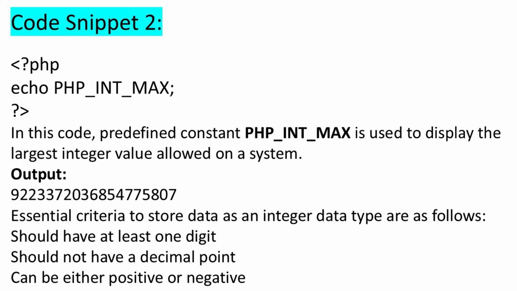Now, it's important to understand what qualifies as an integer in PHP. To be stored as an integer, the value must follow certain basic rules. It should have at least one digit. It should not contain a decimal point, and it can be either positive or negative. For example, numbers like 100, -5 or 10,000 are valid integers, but numbers like 10.5 or 12.03 are not. They are treated as floating point numbers. These rules help PHP know when a number should be stored using integer precision and when it should use floating point precision. Knowing this distinction helps programmers write more efficient and accurate code, especially when dealing with large calculations or counting operations where whole numbers are required.